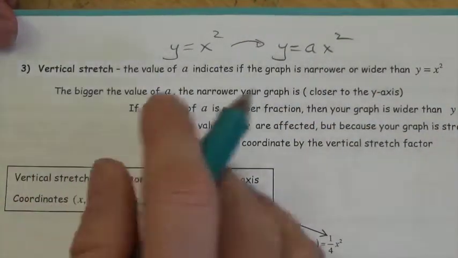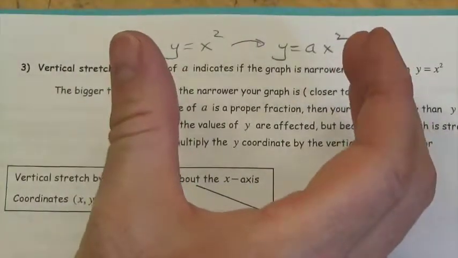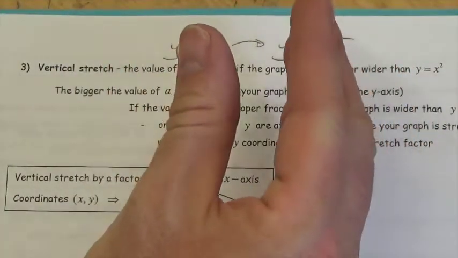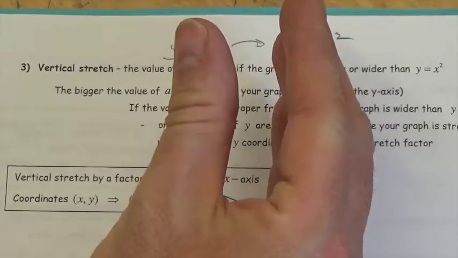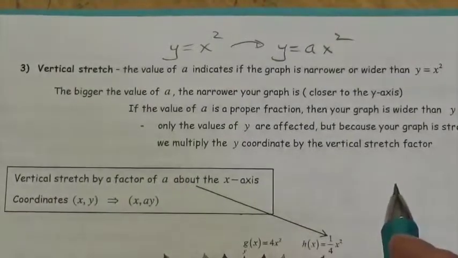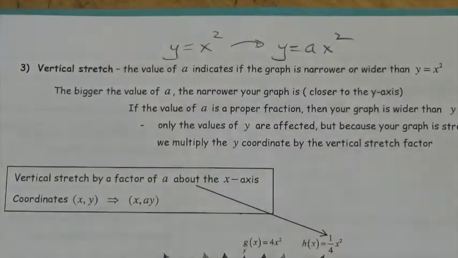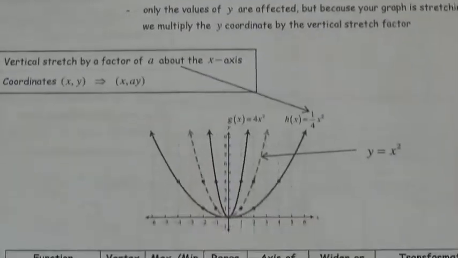The bigger the value of a, the narrower the graph is. So you get this parabola here, and the larger the value of a, it goes like this. The smaller the value of a, the more it opens up. Now I'll explain that in just a second. The best thing we can do here is just graph it and have a look at this.